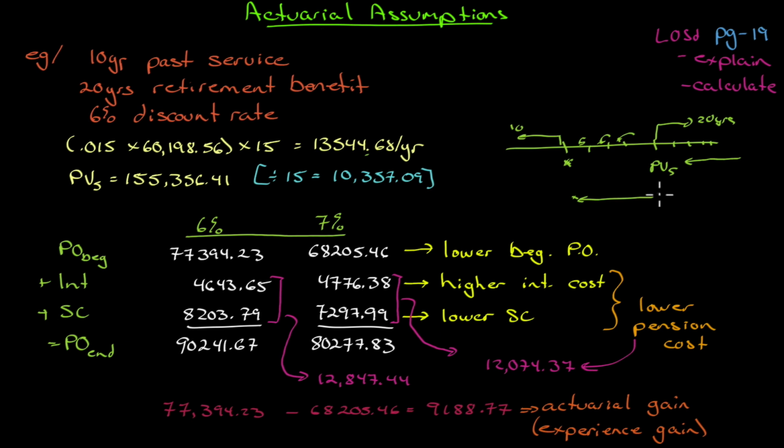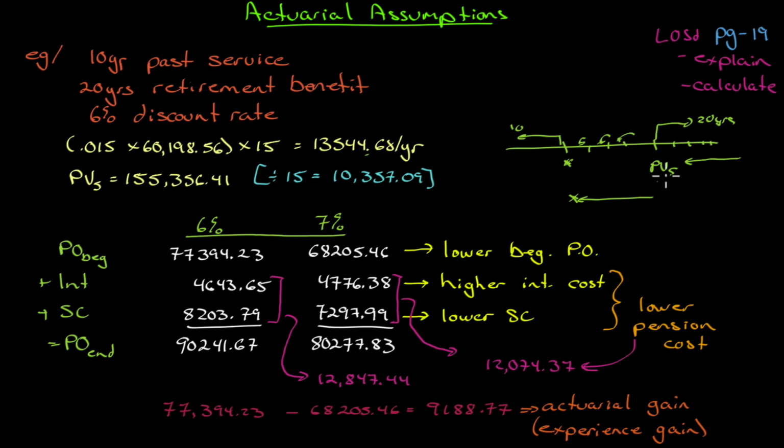But now we have to take the 10 years past service and bring it back to here to get the pension obligation at the beginning of this 5-year period, 68,205. Notice that we have a much lower beginning pension obligation. But we multiply that by 7%, we're at 47.76 on the interest cost versus 46.43. So 6% on a higher amount ended up being less than 7% on a lower initial amount. So we have a higher interest cost.